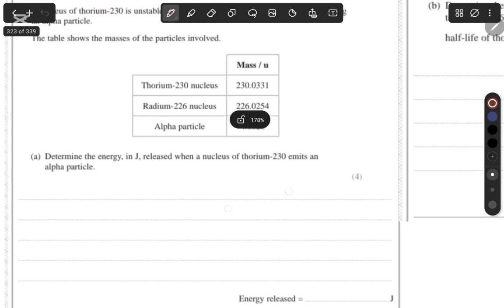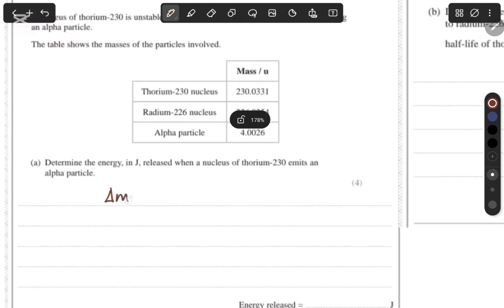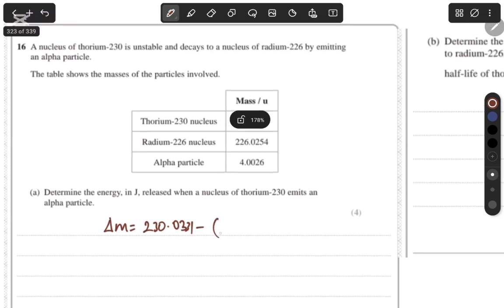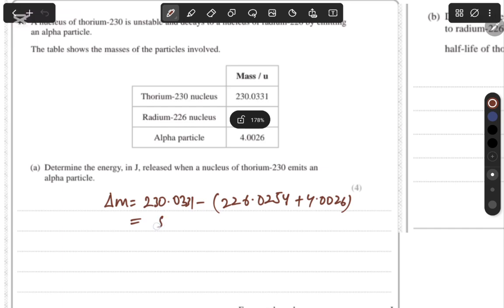So we know what to do here. We have to find the change in mass. That's going to be 230.0331 minus (226.0254 plus 4.0026). That's going to give me the change in mass. So my calculator is giving me 5.01 times 10 to the power of minus 3 U.